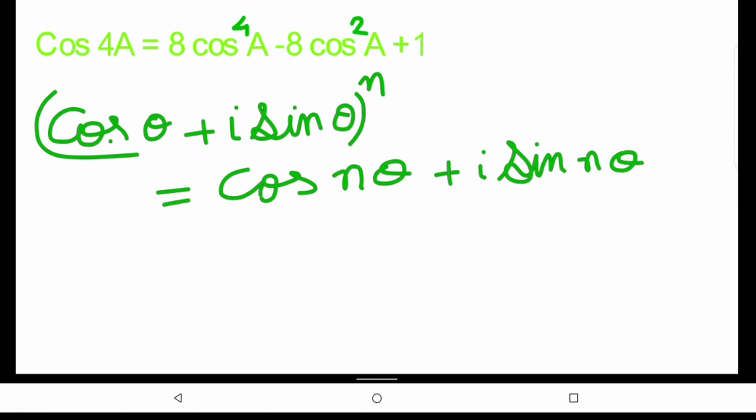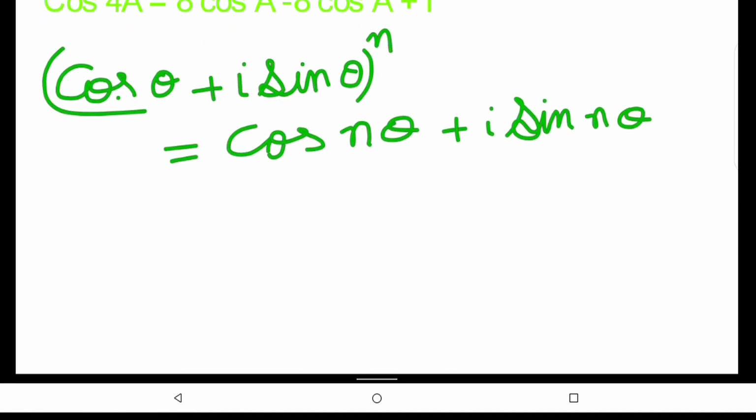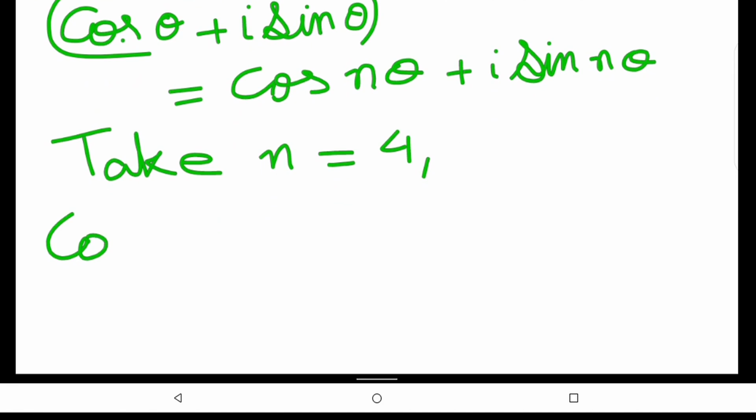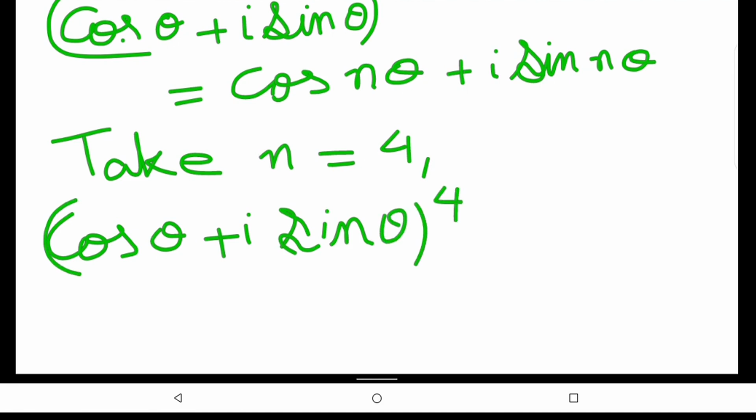For that purpose, we should take n equal to 4. If we put that n here, we will get the required expression after simplification. Let's take n equal to 4. We have (cos theta plus i sin theta) whole thing to the power 4 equal to cos 4 theta plus i sin 4 theta.